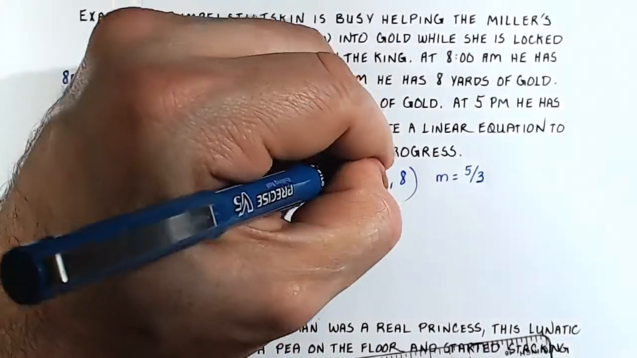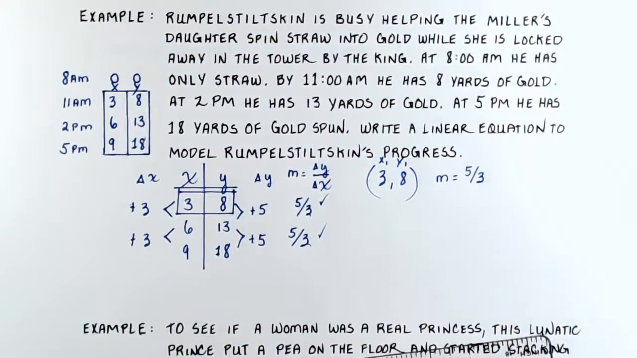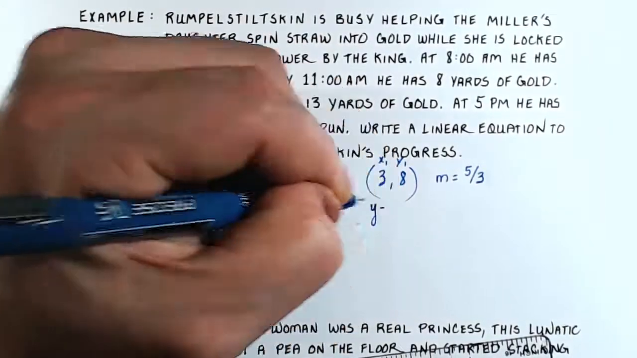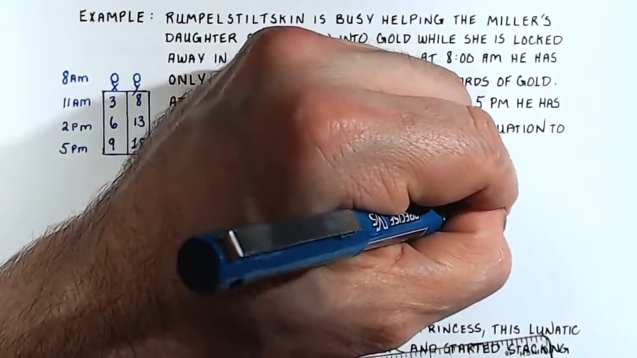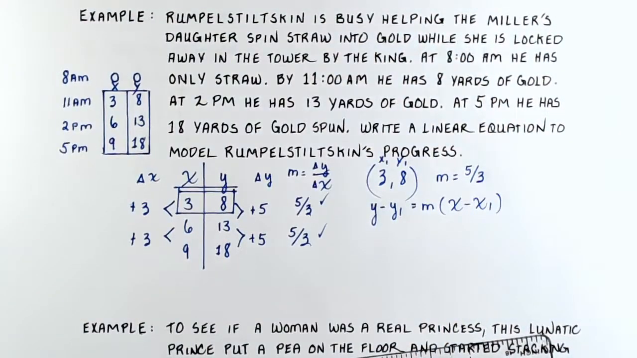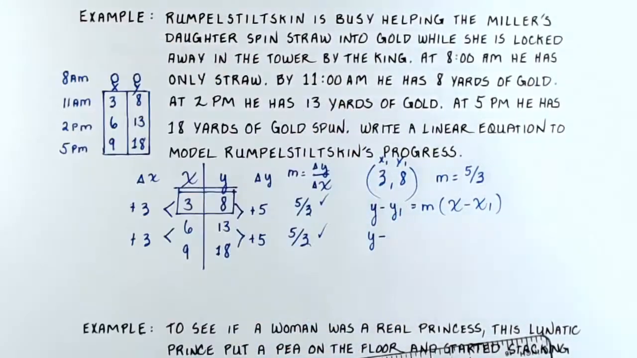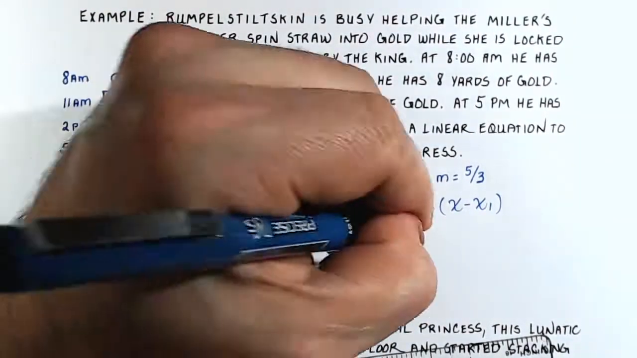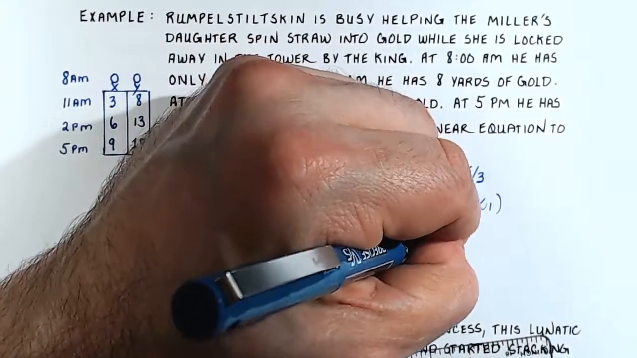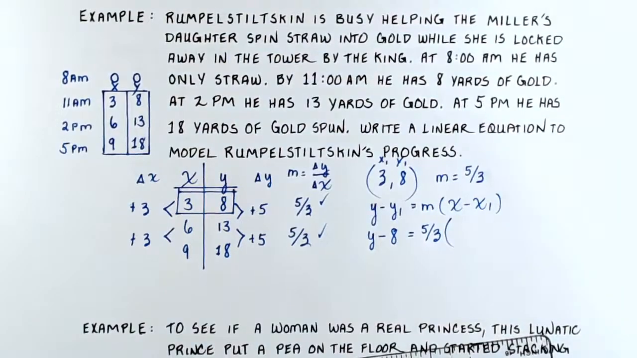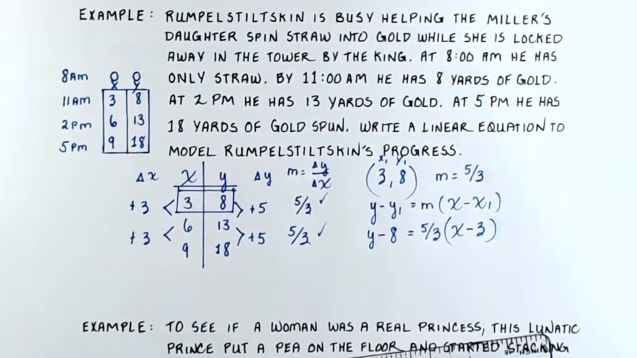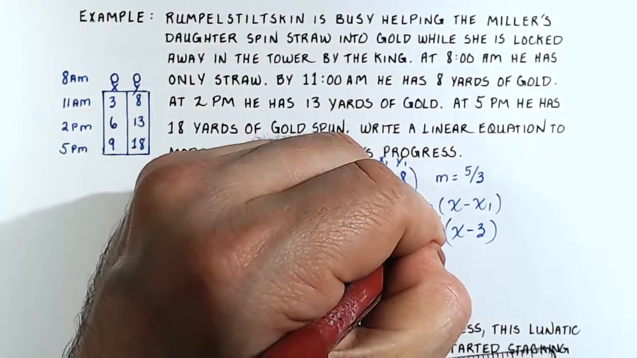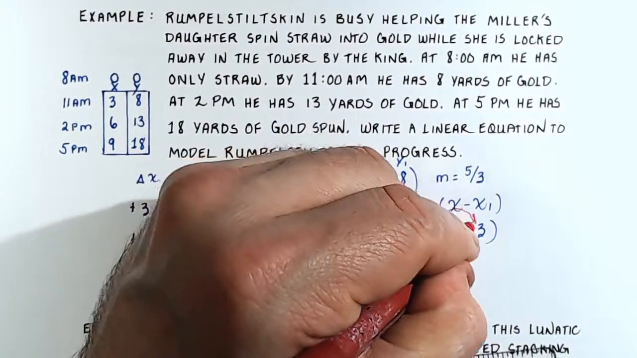Okay, well now I write, well this is x1 and this is y1. Now I'll write the point slope formula, y minus y1 equals m, open parentheses, x minus x1, close parentheses. So I have y minus 8 equals 5/3, open parentheses, x minus 3, close parentheses. Okay, so now I'm going to distribute 5/3 through the parentheses.